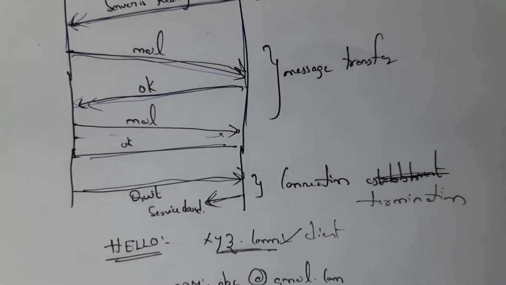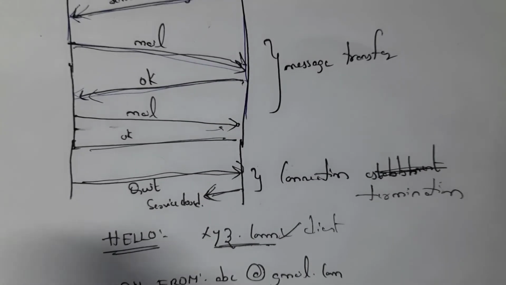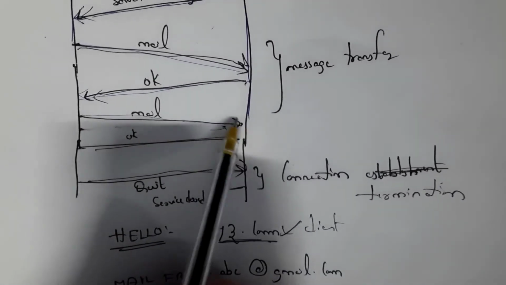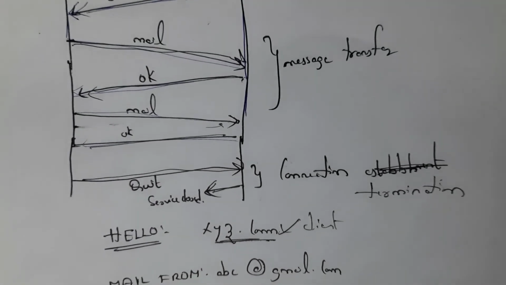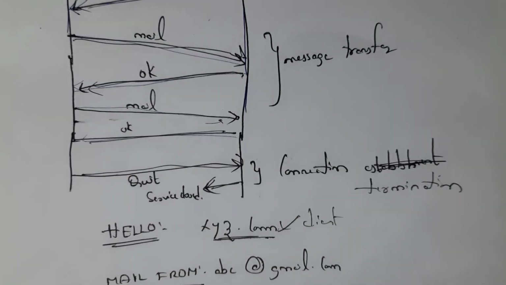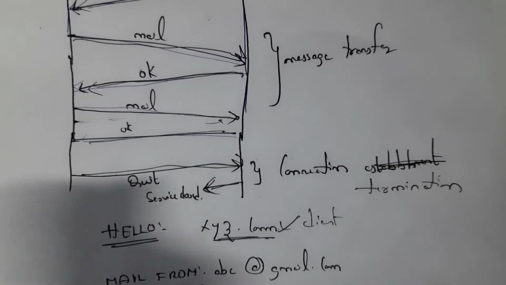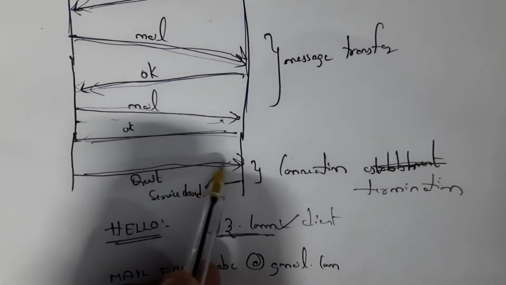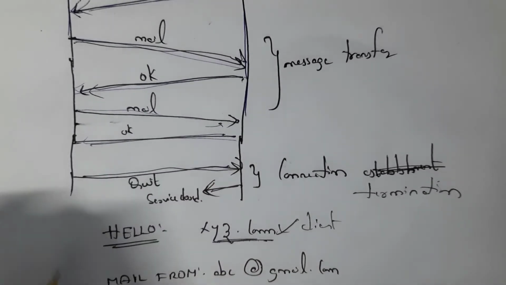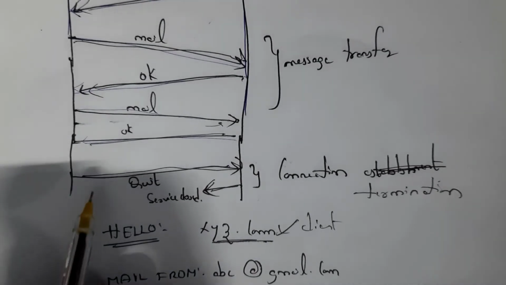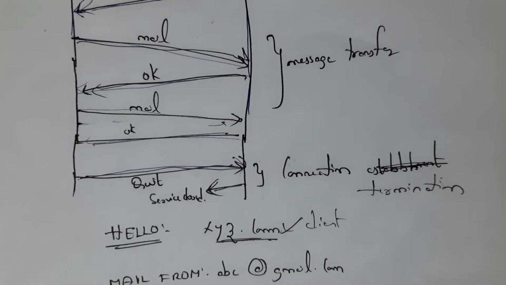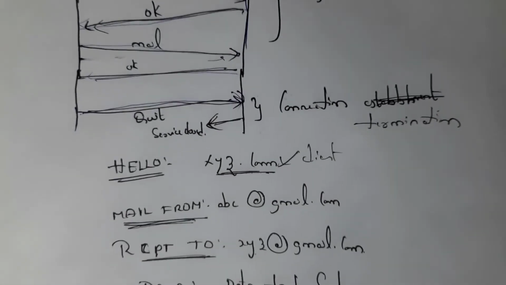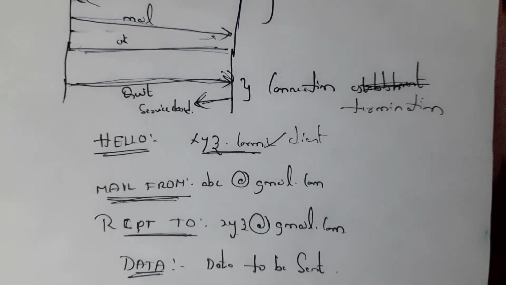And third, at last, the client sends another mail, and similarly the server responds by sending an OK message. After sending mail, we need to close the connection. In order to close the connection, the client sends a quit message to the server. This is known as connection termination. This is how the structure of mail is going to be.